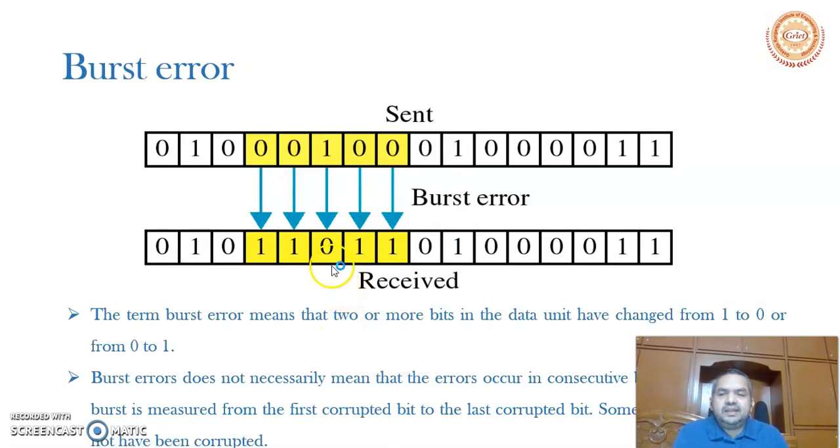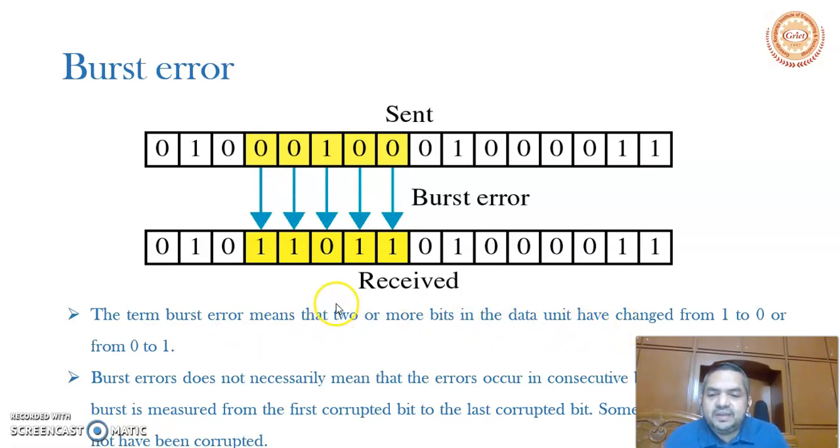Normally a burst error won't happen in normal phases. For example, if there is a cyclone or tsunami type of problem, there is a chance of error in some complete data. If you take here, there are 5 bits with error in all 5 bits. This kind of error is called a burst error. The term burst error means that 2 or more bits in the data unit have changed, from 1 to 0 or 0 to 1.